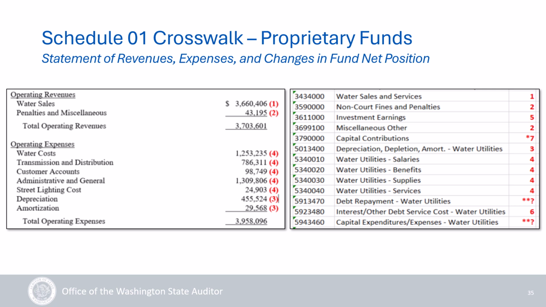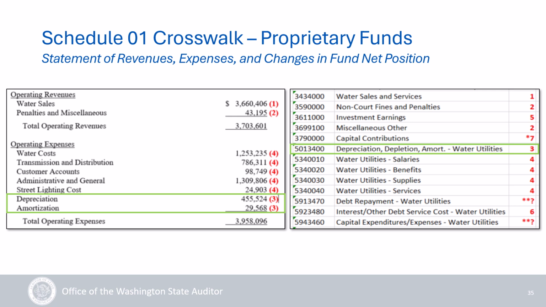And looking at the statement, you will see the red number 1 for water sales. Then over on the Schedule 01, you'll see the red number 1 as well. You would take that $3 million amount and report it over on the Schedule 01 for water sales and services revenue. And then moving down to operating expenses, I wanted to point out that depreciation and amortization lines, which have the red number 3. These will need to be consolidated and reported over on the Schedule 01 to the applicable 501 BARS code for depreciation and amortization for water utilities.